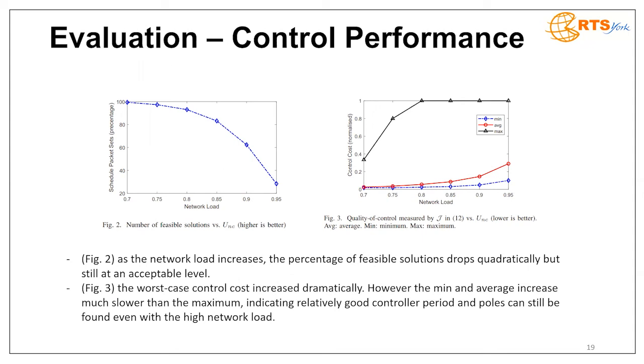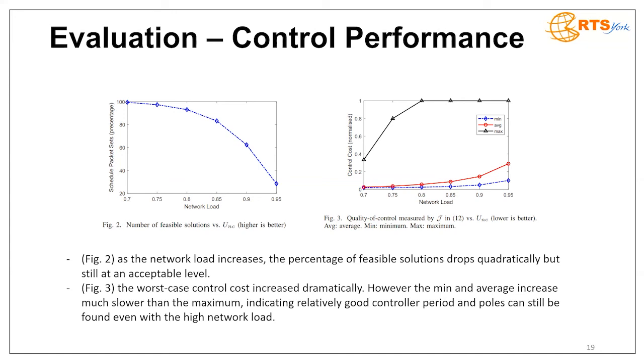In terms of the control performance, we can see from figure 2 that the y-axis is the percentage of schedulable packet sets in regards to the total network workload of non-control packets. We can see that as the network load increases, the percentage of feasible solutions drops quadratically, but it still holds at a reasonable level, which is around 30%, when the network load for non-control packets is 95%.